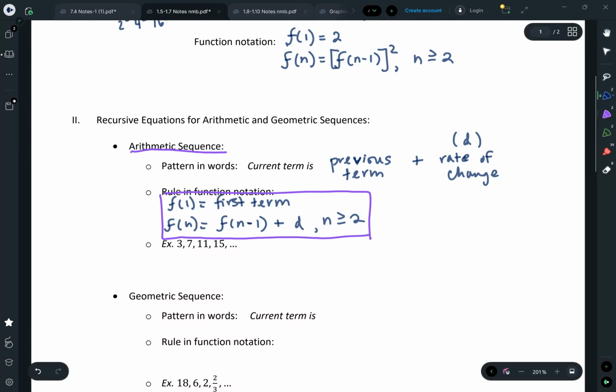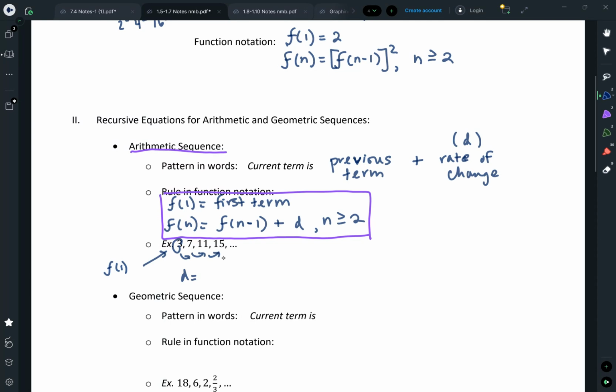So our example here, 3, 7, 11, 15. So remember, we always are trying to identify our first term. So here's my f of 1. And then I also need to know my common difference. So what is it going up by each time? Looks like it's going up by 4. So my f of 1 is 3 and my d is 4.